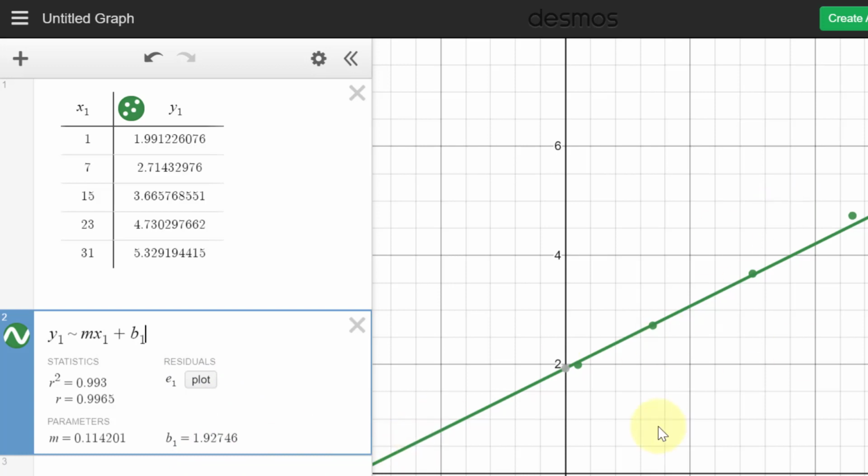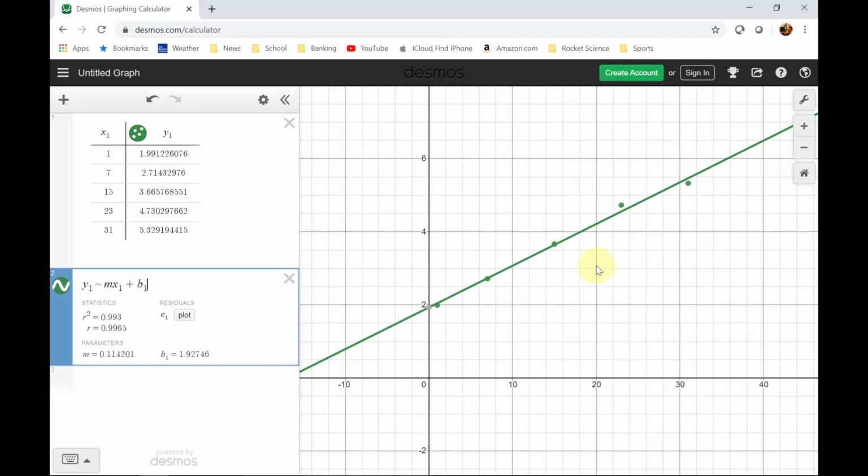This is the line of best fit. It's the line that we know is minimizing all the residuals. Actually, we could plot those residuals here. They are the distances above and below that the actual data is from the line. And so the line is called the line of best fit because it minimizes all those residuals.